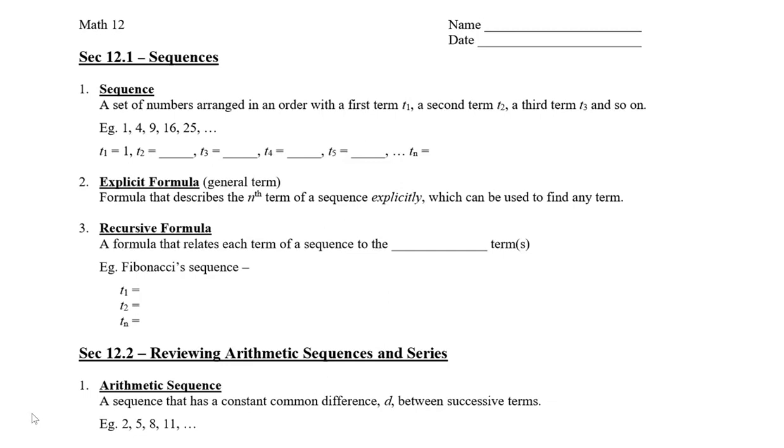In this lesson, I'm going to do a quick review of sequences and then particularly a review of arithmetic sequences and series. So a sequence is a set of numbers arranged in an order with a first term, which we'll call T1, a second term, which we'll call T2, a third term, T3, and so on.